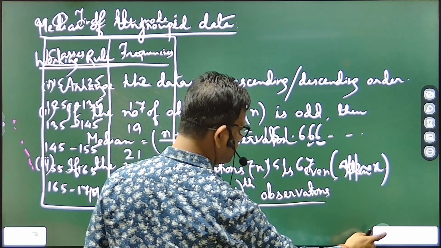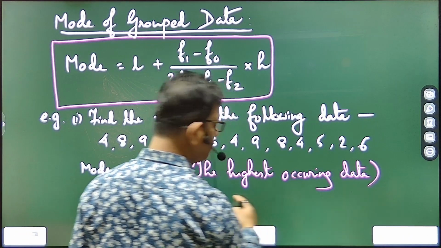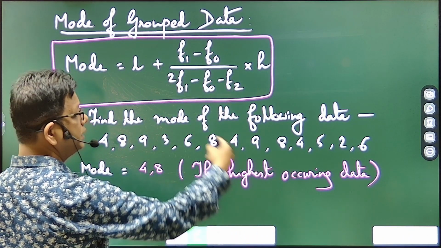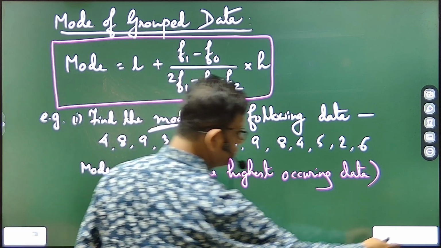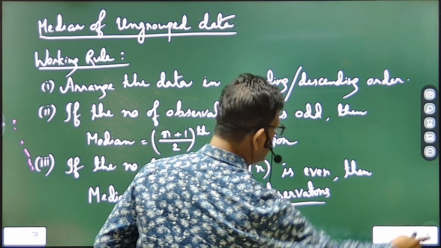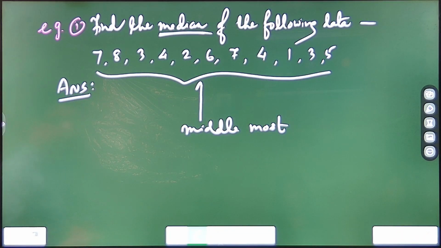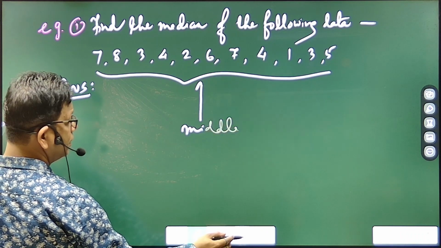When I discussed the mode today, what did I say? The highest occurring data is the mode. And mean is the average, the average distribution, as we have already discussed. So right now we are going to start finding the median. The median is the middlemost number that occurs in the given data.